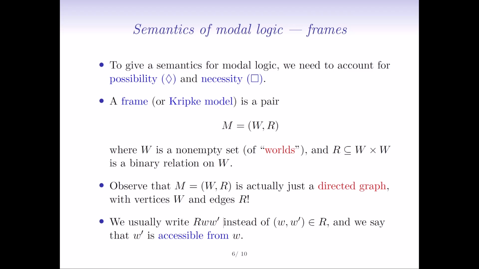Now, in some cases, the relation R will be symmetric, which means that if W prime is accessible from W, then the reverse is always true. But in general, that's not true. So a frame is a set of possible worlds together with an accessibility relation, a binary relation telling you which worlds are accessible from which others.